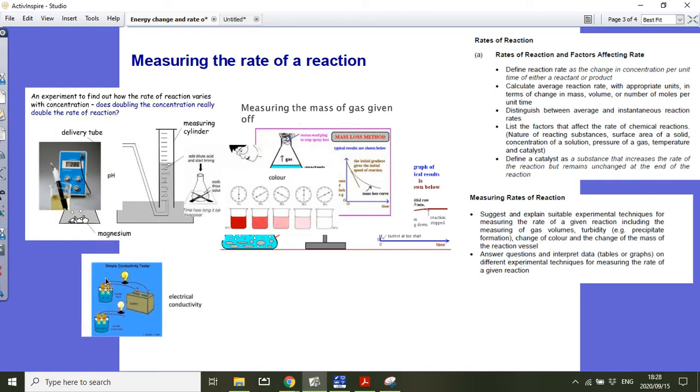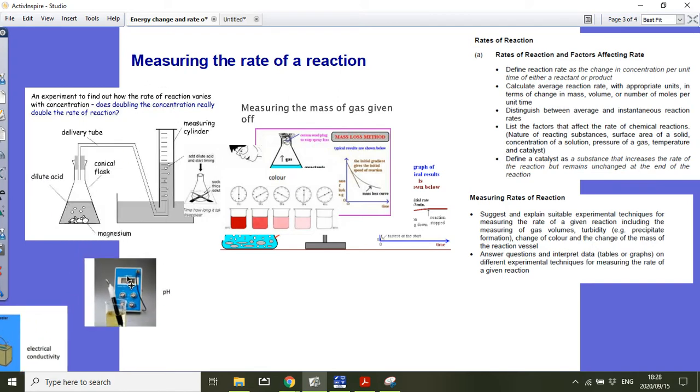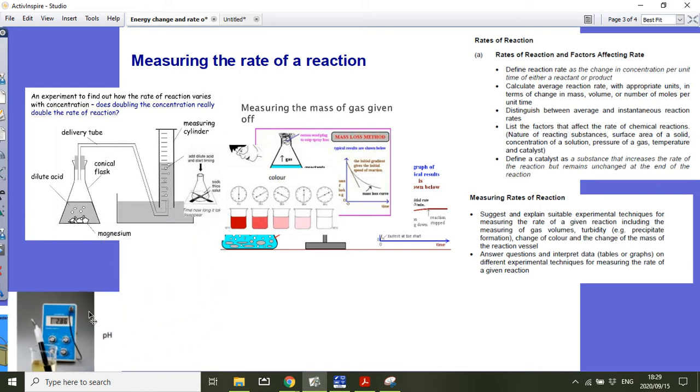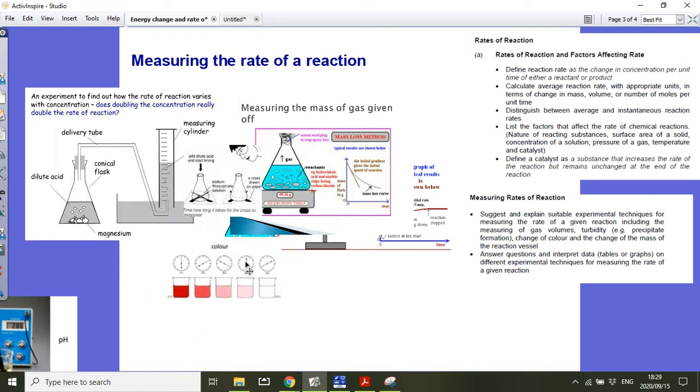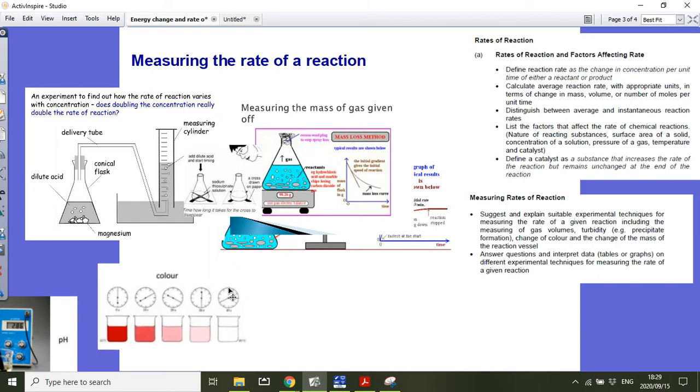So if you look here, electrical conductivity, that would be in the case where you're forming ions. If you're forming more and more ions, it will become more and more conductive. If you're forming less and less ions, it will become less and less conductive. So that one I haven't really seen in a final paper. pH, you can look at when the pH reaches a certain level, or when the pH stops changing. That's specifically in acid-base reactions. You can look at the color as the color is changing. You can look at how the reaction happens.